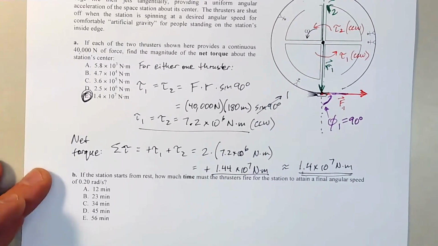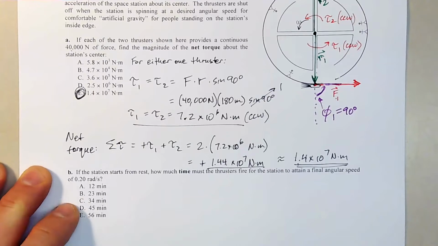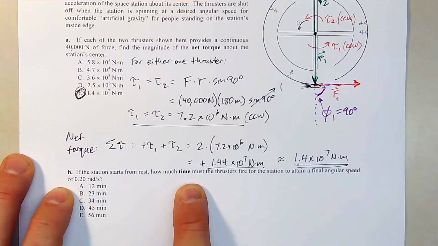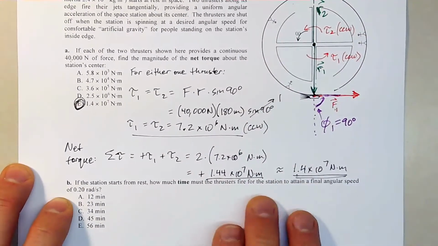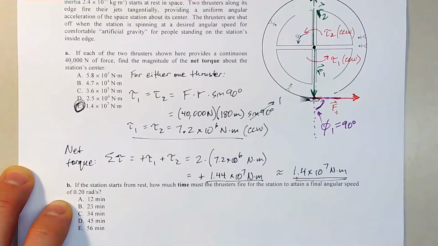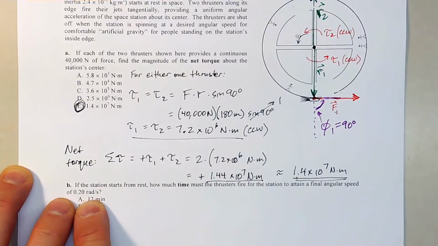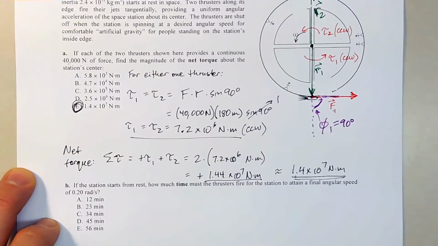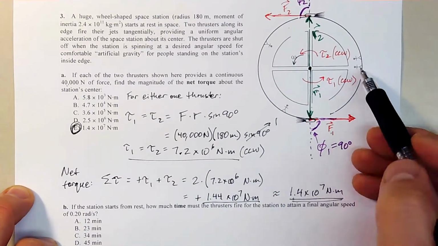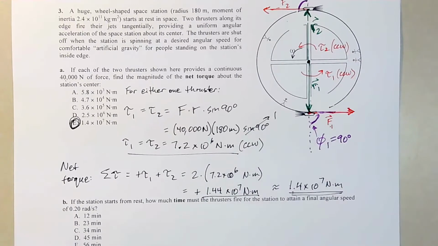So looking ahead to part B, how much time must these thrusters fire in this manner with that force in order for the station to spin up from rest to an angular speed of 0.2 radians per second? Okay, and the reason that they want to do this is so the people inside are going to feel this sort of sense of artificial gravity.